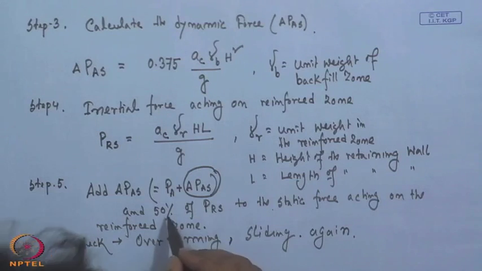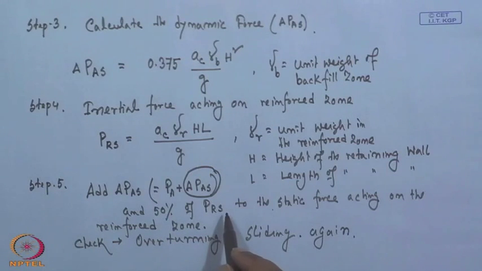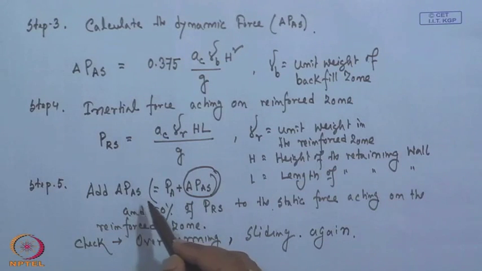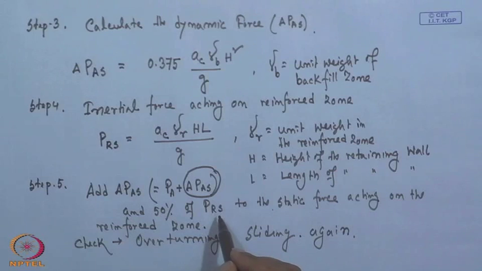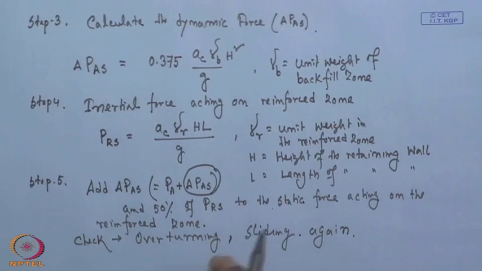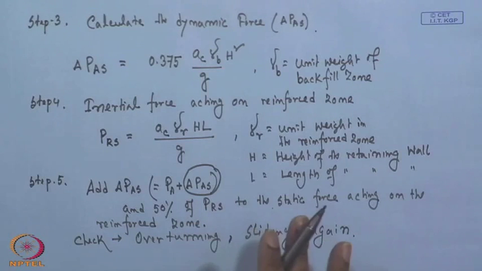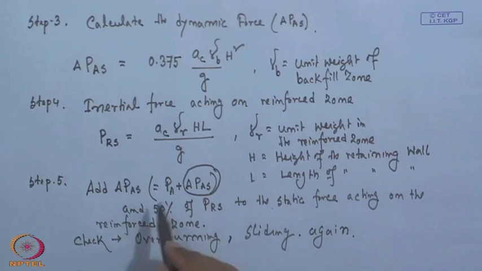Now, the question is, why have we taken 50% of P_RS? The reason is that the maximum values of delta P_AS and P_RS are unlikely to occur at the same time. That means the full value of delta P_AS and P_RS will not exist at the same time. So, that is why we take 50% of P_RS and then check overturning and sliding.